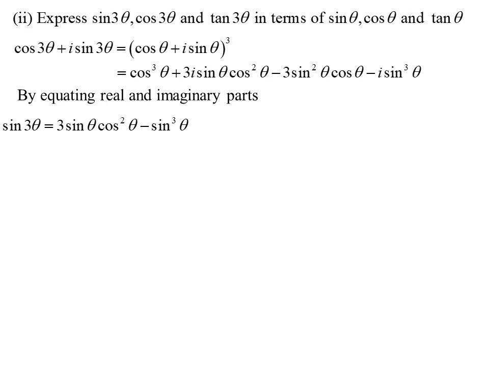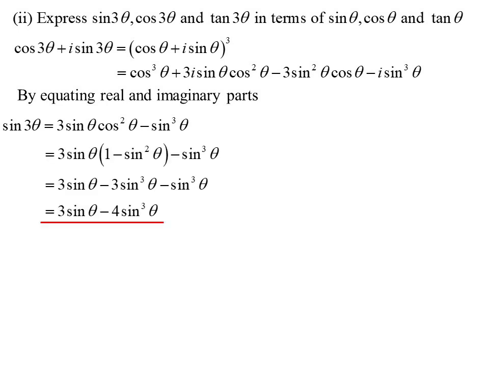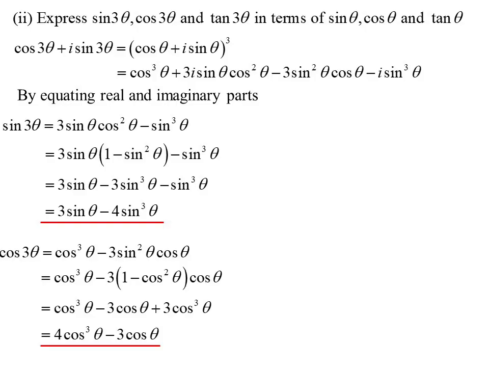We got a relationship for sin 3 theta. It's a mixture of cos and sines, but we can fix that up, because I can change that cos squared into 1 minus sine squared, and we get a relationship there. 3 sin theta minus 4 sin cubed. And then I can look at the real part, and similarly, that's in terms of sine and cos. This time I'll change the sine squared to 1 minus cos squared, and I get a nice relationship for cos 3 theta. Well, how do I get the tan 3 theta?